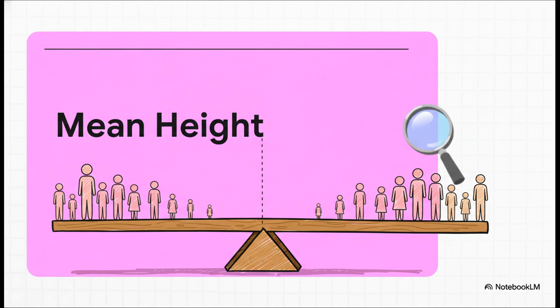Okay, first things first, we need to find the center. The mean, which, let's be honest, most of us just call the average, is kind of like the statistical center of gravity. Picture all 20 of our heights sitting on a seesaw. The mean is that one perfect spot where you'd put the pivot to make it balance perfectly. It gives us our first major clue about the group as a whole.